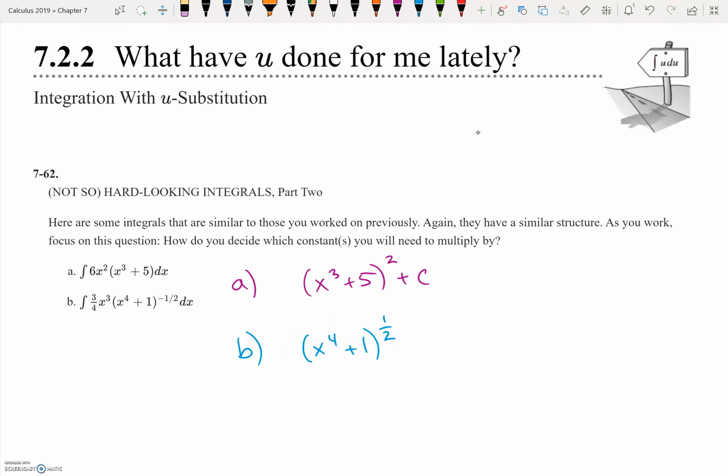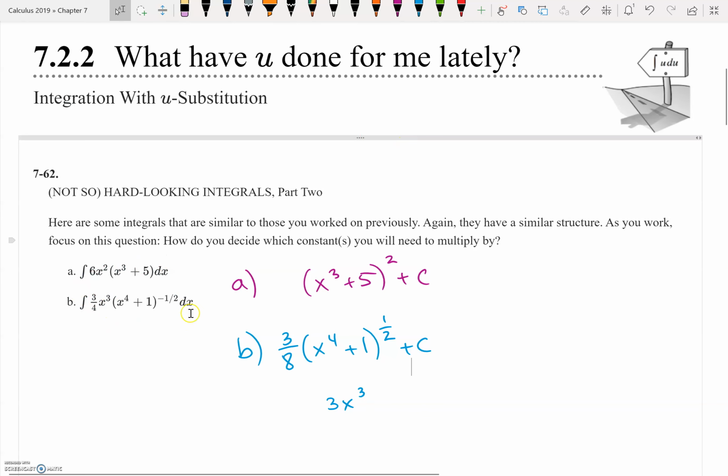So also the derivative of the x to the fourth will become 3x to the third, which means that I'm going to say what times 1/2 will give us 3/4. So that ends up being 3/8. So we're going to put a 3/8 here. And we're going to put plus c. These two integrals are actually quite easy.